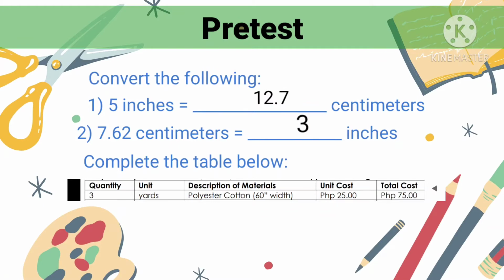Now, let us check your answers. For number 1, the correct answer is 12.7 centimeters. For number 2, the correct answer is 3 inches. And to complete the table below, the total cost is 75 pesos.